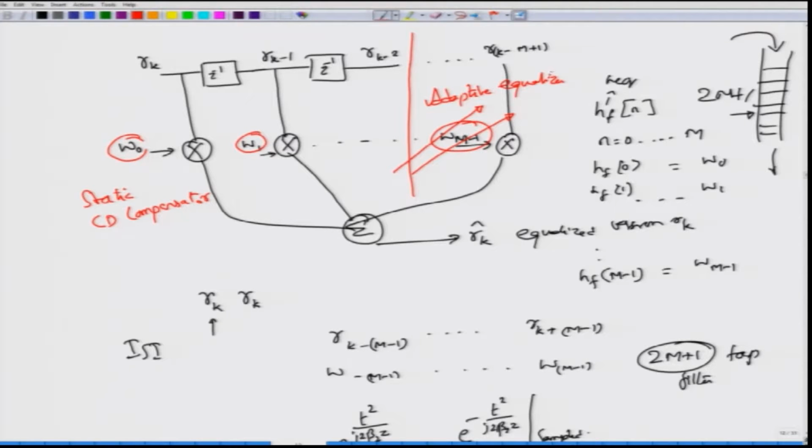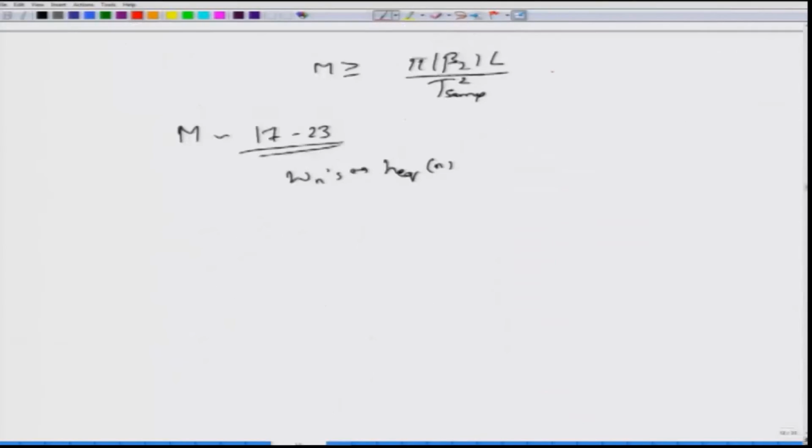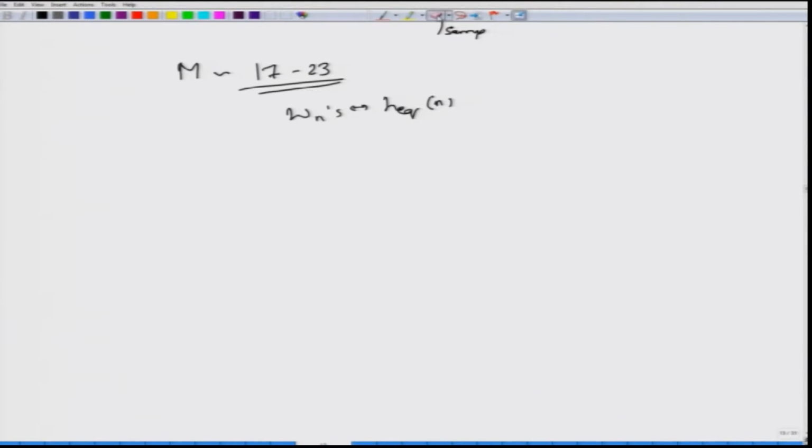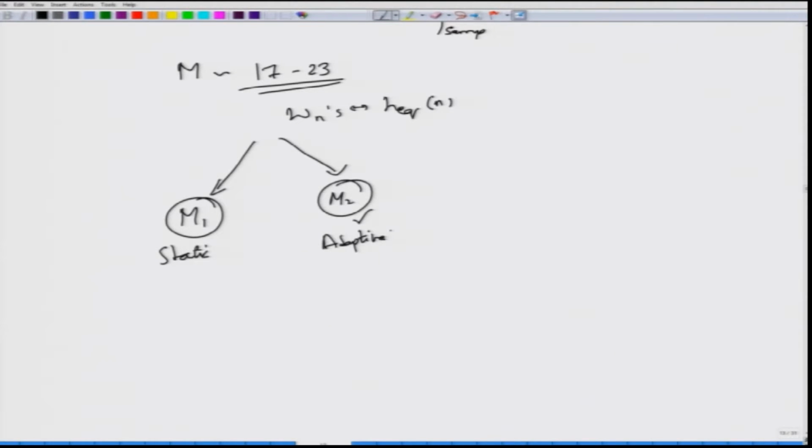Okay. When I do adaptive equalizer, so basically what I do in the dispersion compensation is that I split this m. So, let us say m is equal to 23. What I do is I split this value of m into 2 portions. So, let us say m1 and m2. So, the m1 coefficients are going to be static, okay, and m2 coefficients are going to be adaptive or varying. And how do I vary or how do I update the coefficients?